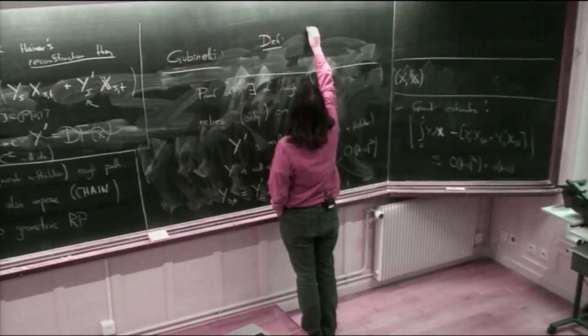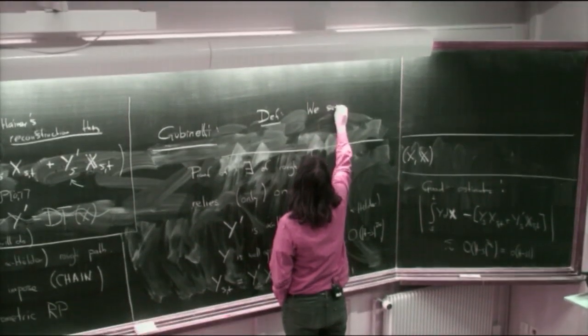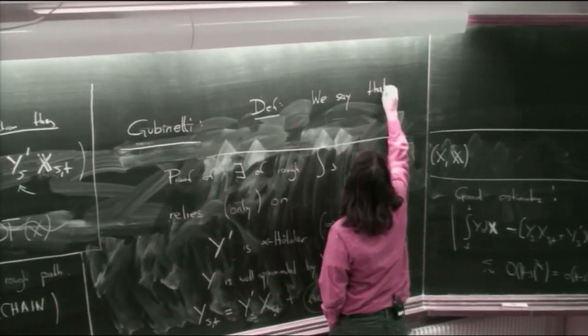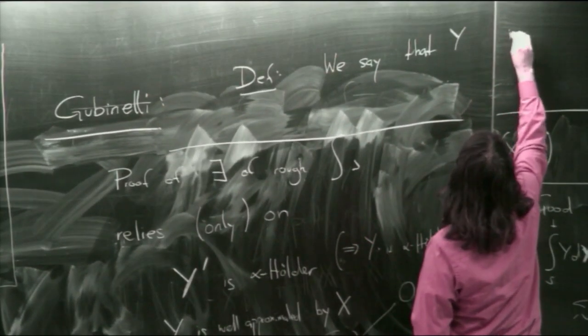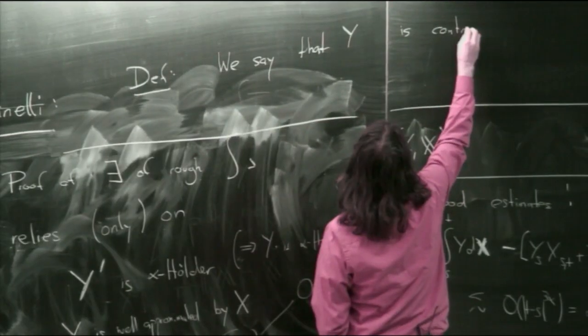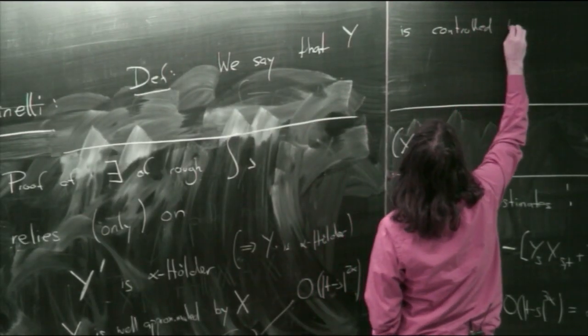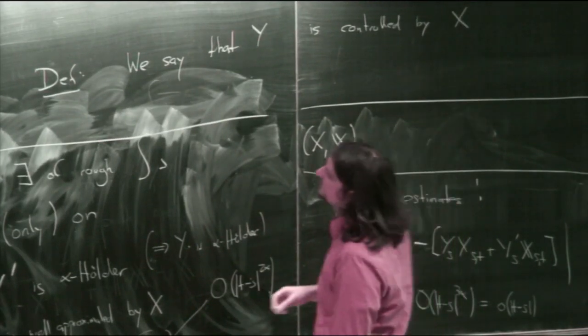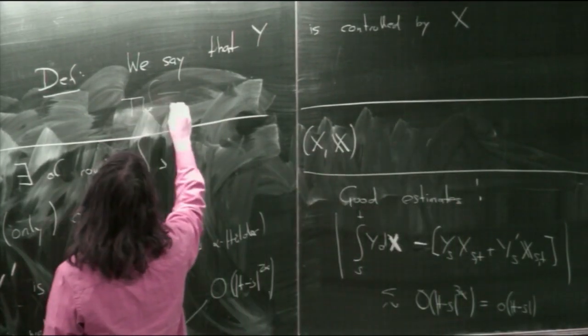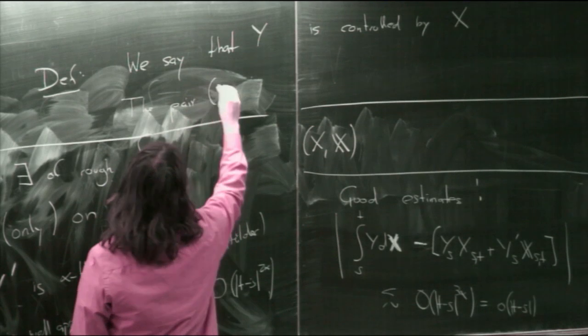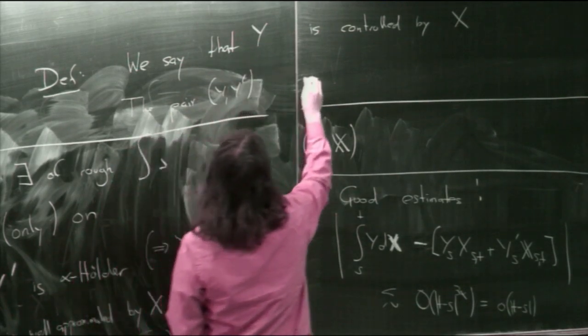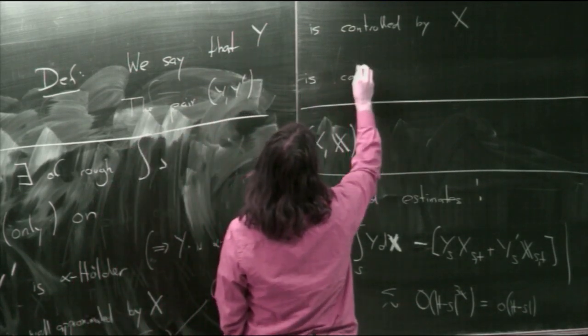Definition, we say that y is controlled by x. The pair (y, y prime) is called a controlled rough path.